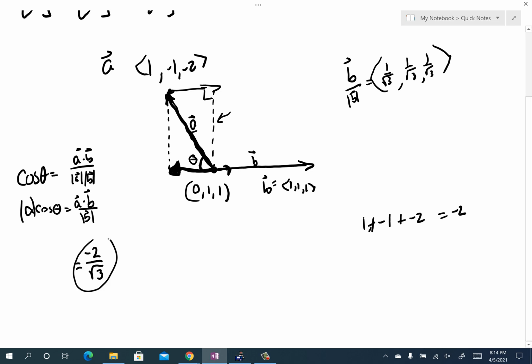So if I take this guy here and multiply it by this guy right here, I get negative 2 over the square root of 3 all the way across, which I did have earlier.